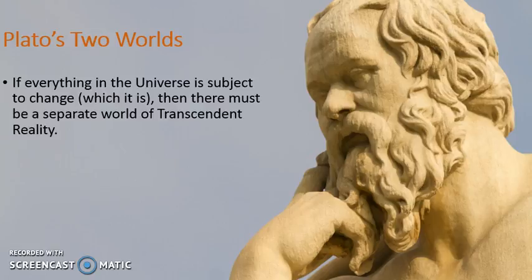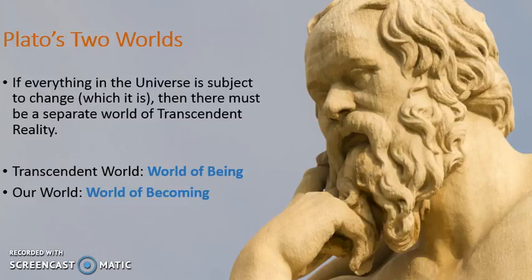So if everything in the universe is subject to change, then there must be a separate world of transcendent reality. And he called this transcendent world the world of being. And our world he calls the world of becoming. When I say world, I mean the entire universe, everything physical that there is.